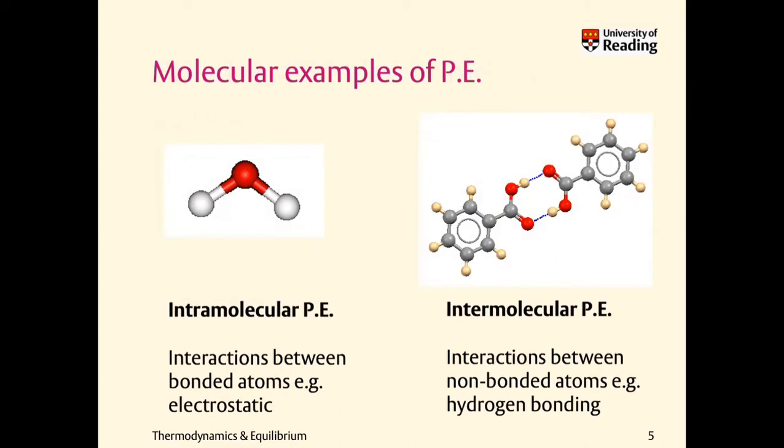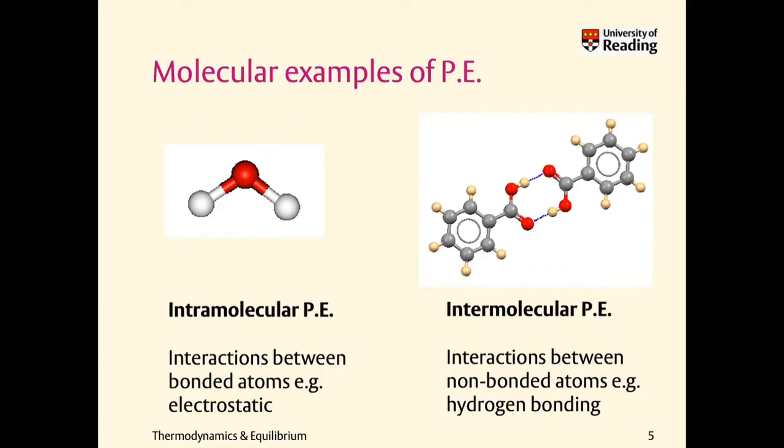Let's start with an example of potential energy. So there are 2 ways of thinking about potential energy within a molecule. First of all, within a single molecule, there will be potential energy because of the interaction between the bonded atoms within that molecule. These could be electrostatic, and they could be due to the distance between these atoms. But there is a potential energy due to the energy of that bond.